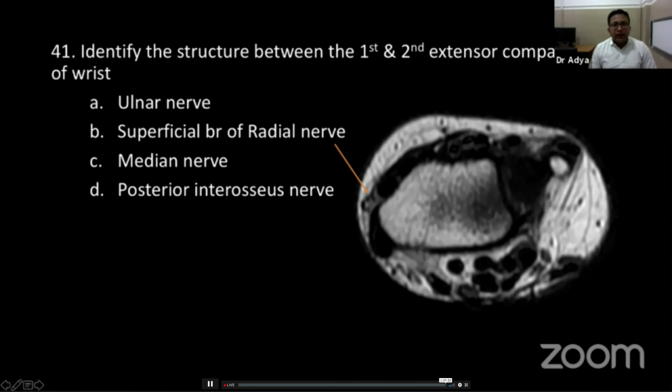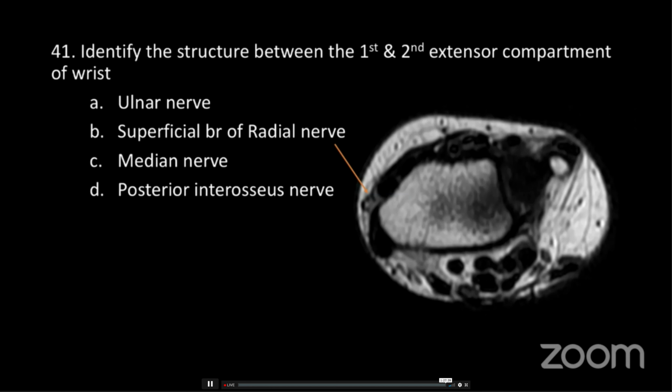Now 41, identify the structure between the first and second extensor compartment of wrist, denoted by the arrow. Is it A, ulnar nerve, B, superficial branch of radial nerve, C, median nerve, or D, posterior interosseous nerve? We are live, sir.